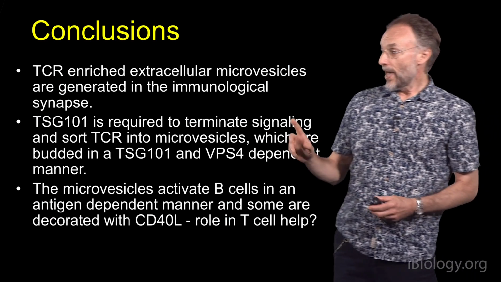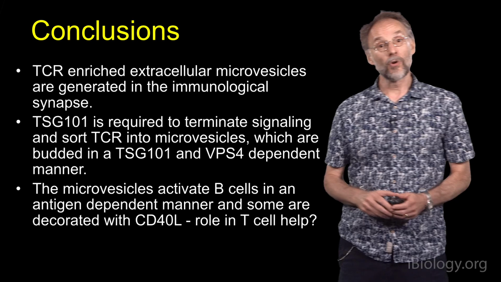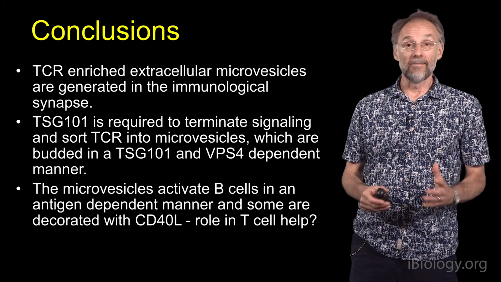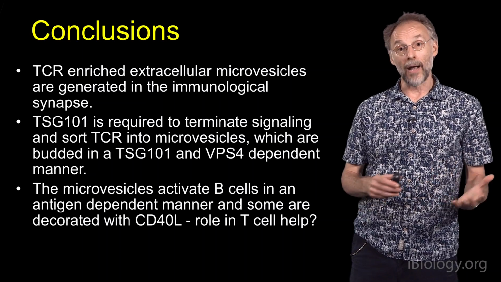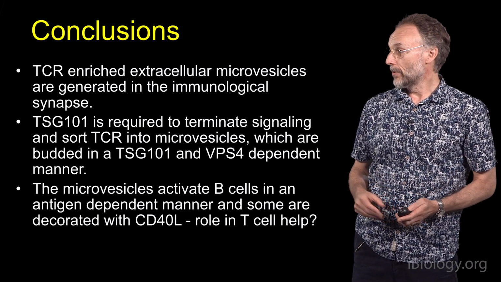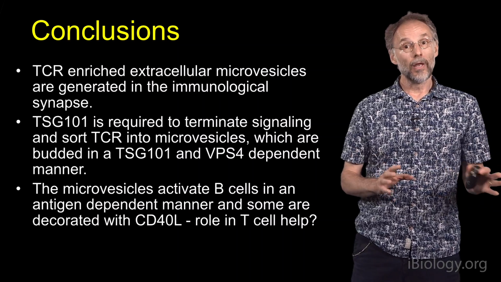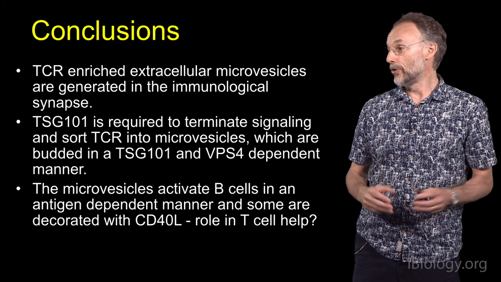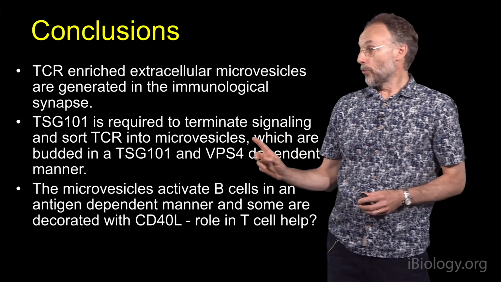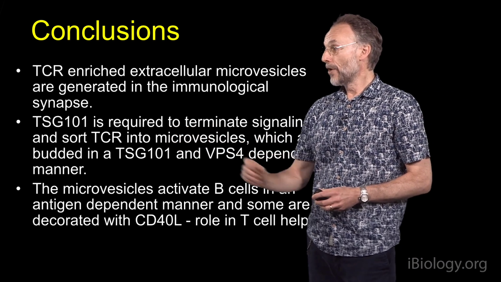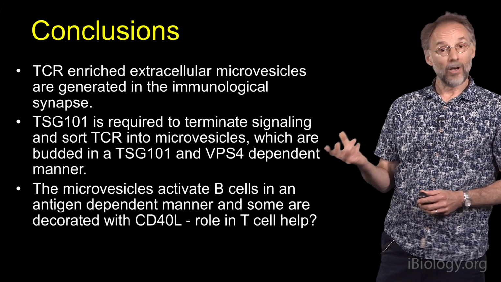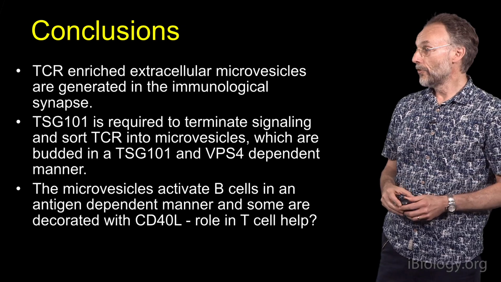So in conclusion, we have discovered that there are these T cell receptor enriched extracellular vesicles that are generated in the immunological synapse and effectively make up a large part of the SMAC originally described by Kupfer, and that could be recapitulated in the supported planar bilayer-based reconstitution experiments that I've shown you earlier. ESCRT machinery, including TSG101, is required to terminate signaling and sort these T cell receptors into these vesicles, which then are released to the B cell.